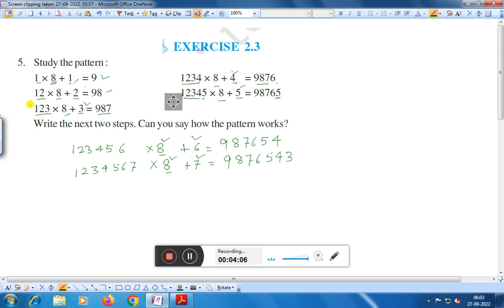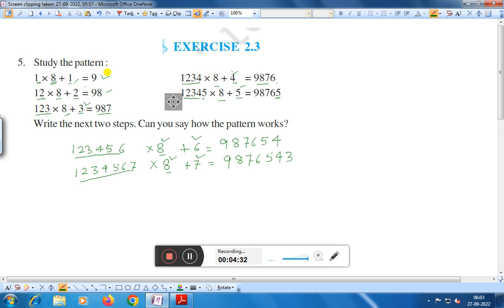Now you see this pattern. 1 into 8. First one is 1. Next one is 12 into 8. Next is 123 into 8. 1234 into 8. 12345 into 8. Therefore the next number will be 123456 into 8. And the next number will be 1234567 into 8. Right?